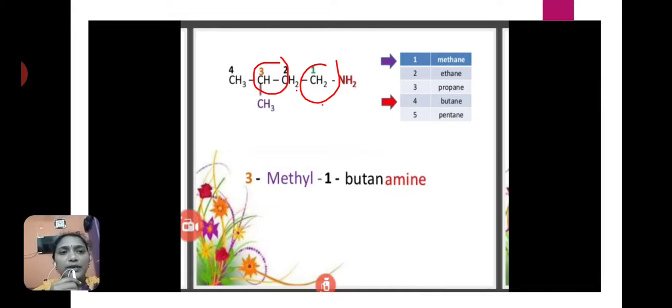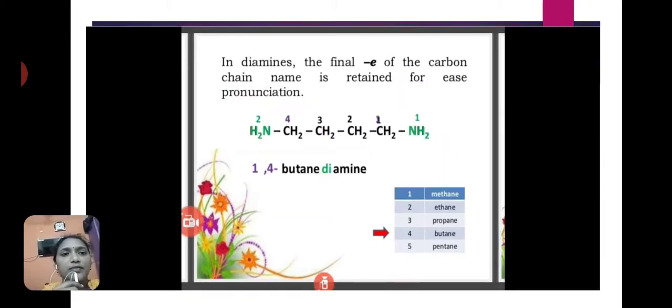Next example is 3-methyl-1-butanamine. Next example is 1,4-butanediamine. Here the carbon chain is butane. First carbon and fourth carbon have the amine functional group, so 1,4-butanediamine.